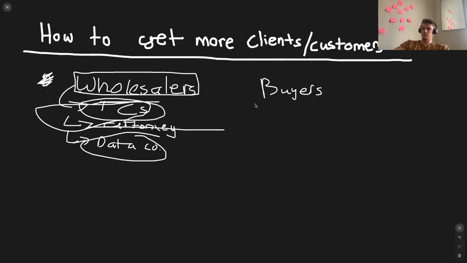Or let's say you need more buyers. You need to find who else sells to buyers. What do buyers do? They go to contractors. So we can go contractors, or data companies as well, title companies. So these are two examples.